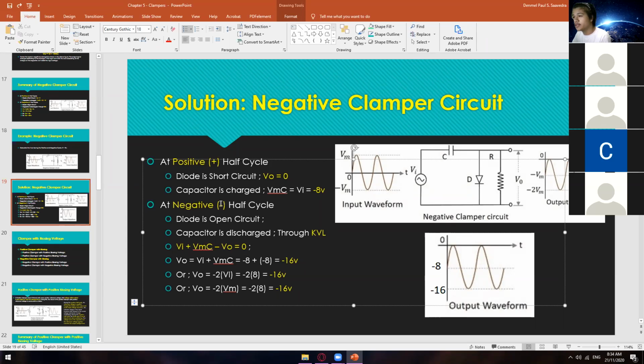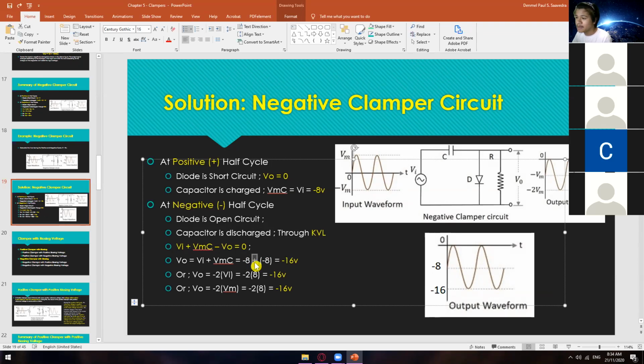And then during the negative half cycle, just the opposite of this one, the diode is now open circuit. If we have an open circuit, then the capacitor is now being discharged. That's the time that it will discharge its voltage. Again, with the use of KVL, you'll get this kind of equation. If you simplify this further by solving for V sub O, you will get this equation: V sub I plus VMC. V sub I is negative 8, negative 8 now because we are in the negative half cycle.